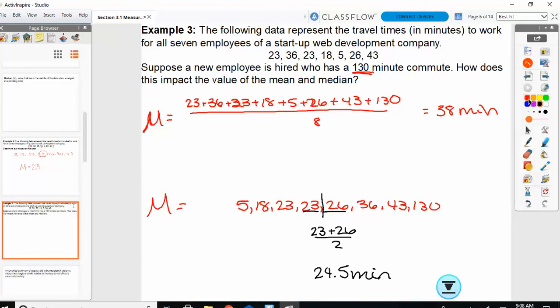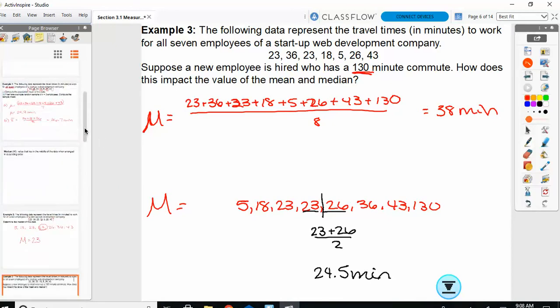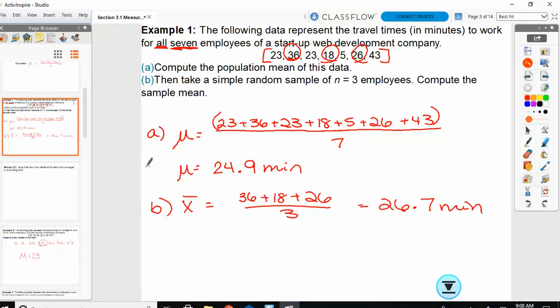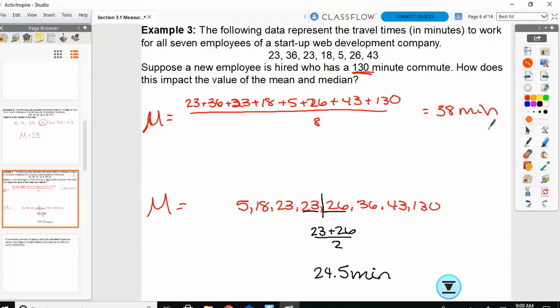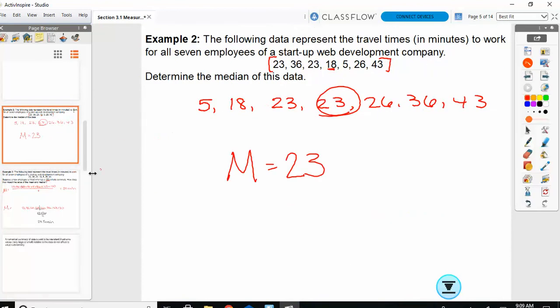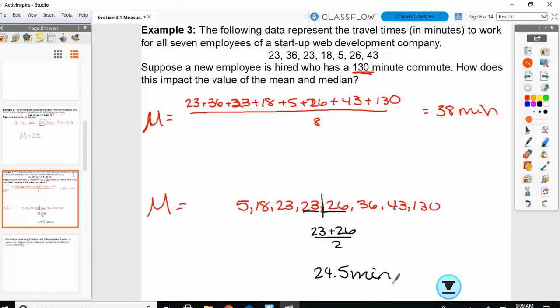Okay, let's compare these to the mean and median before. What was our original population mean? So in the first example we did, our population mean was 24.9. And then I added this one employee, and my mean jumped all the way up to 38. So that was a pretty significant change, wasn't it? But let's look at the median. The original median was 23. The new median is 24.5. Did that change a whole lot?